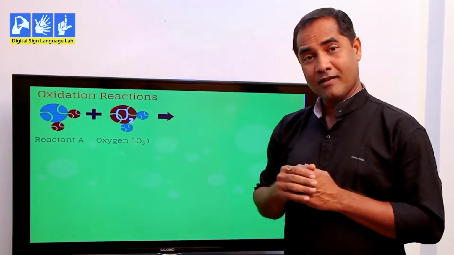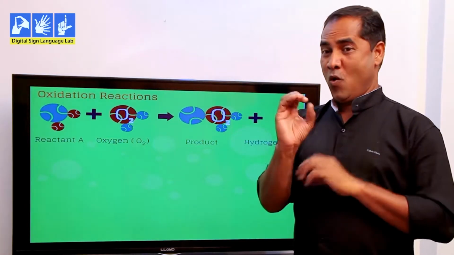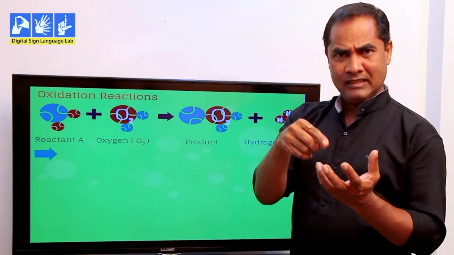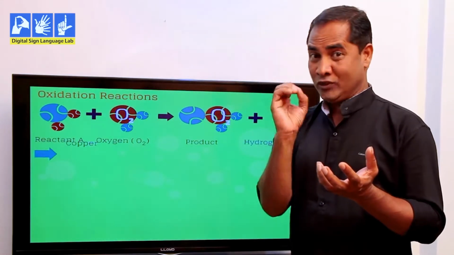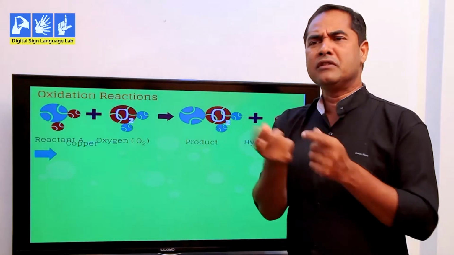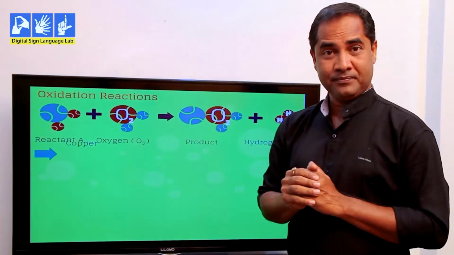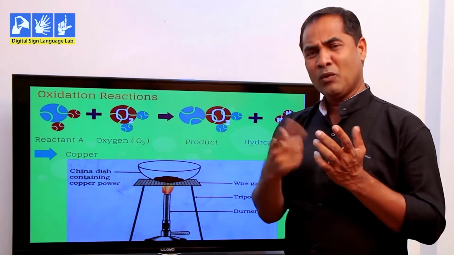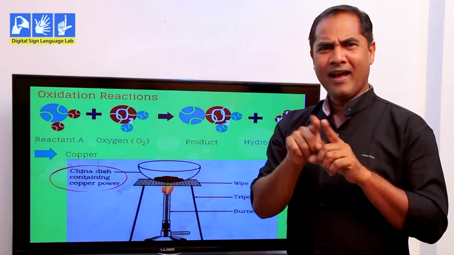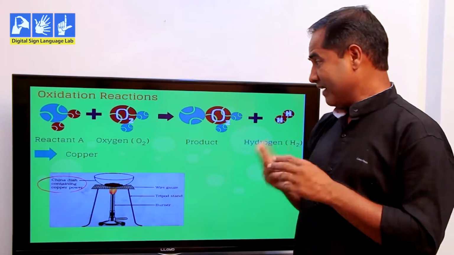Next, we can see the oxidation reactions. So oxygen is an important gas. It leads to many different chemical reactions. So you know copper, right? It's a kind of metal.